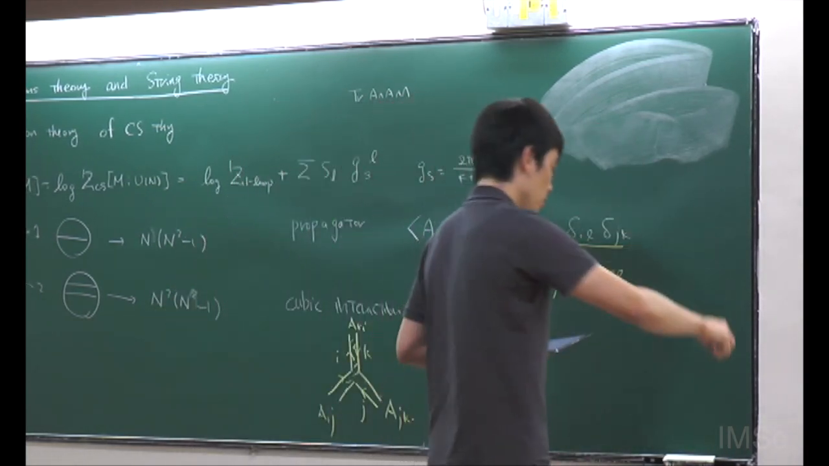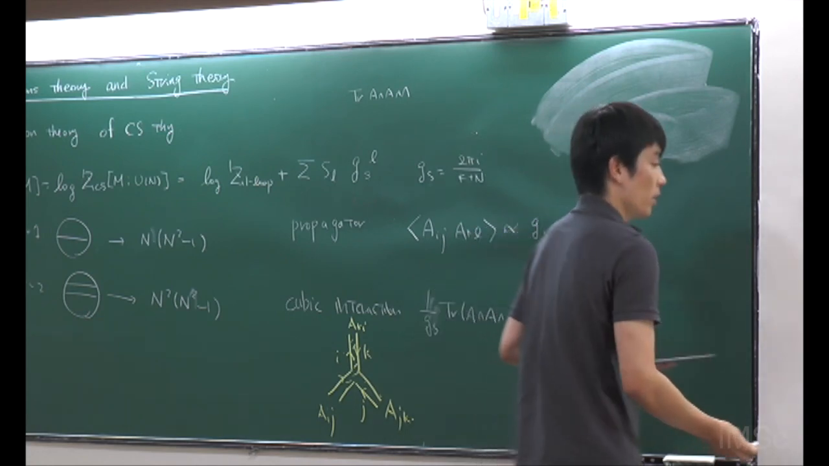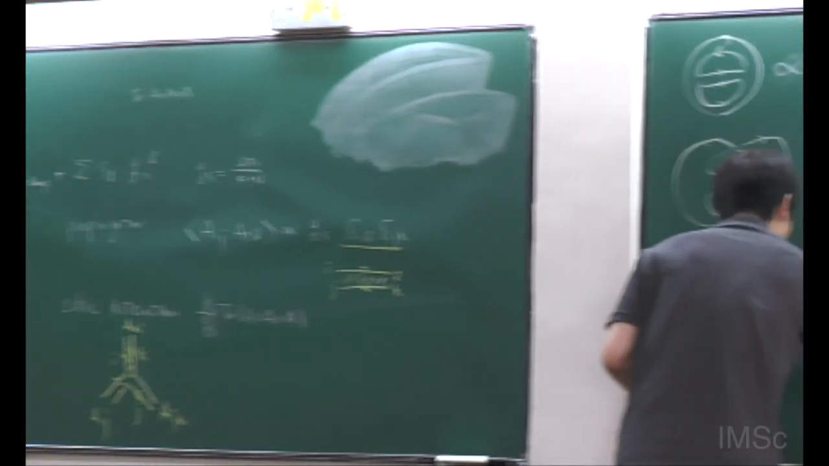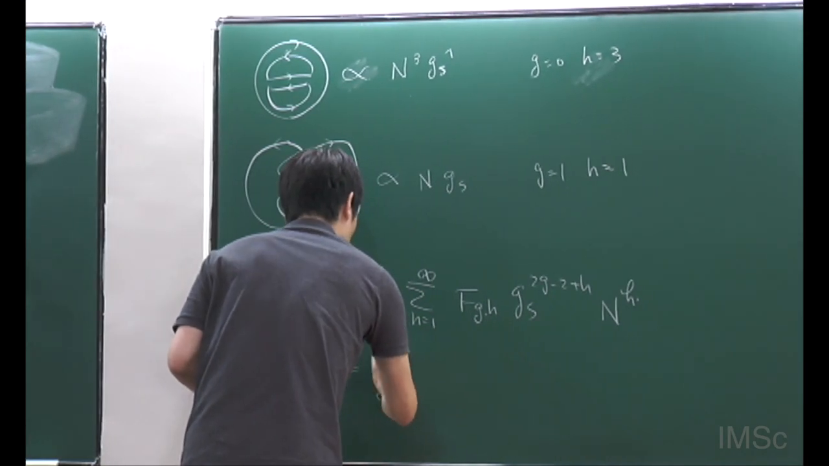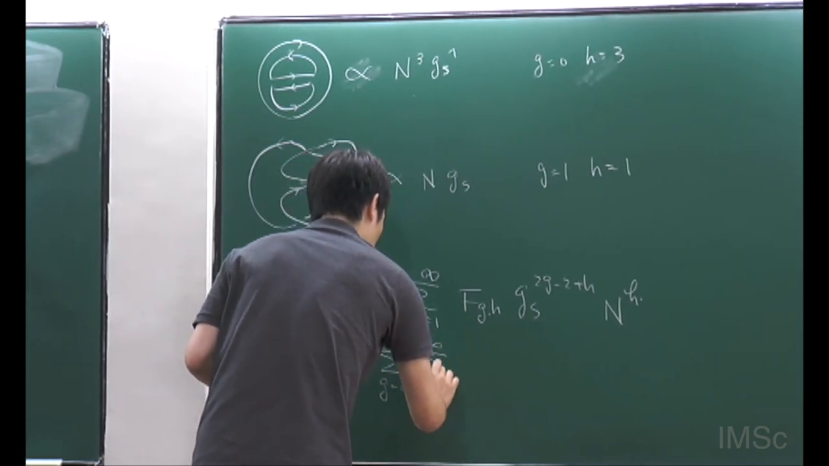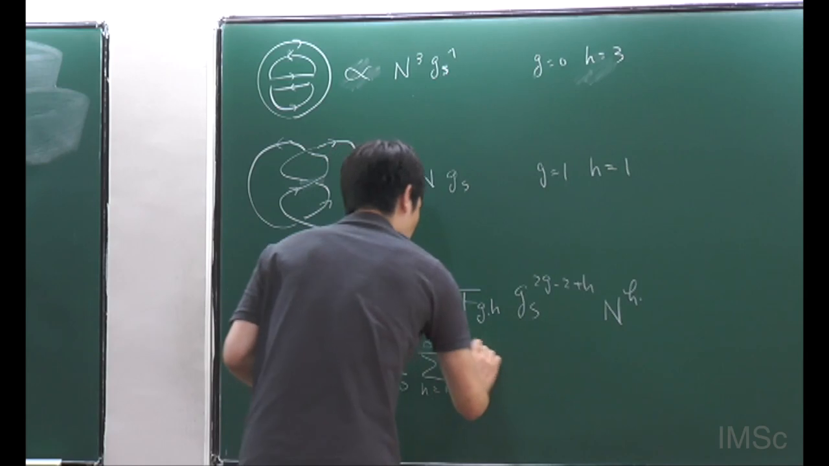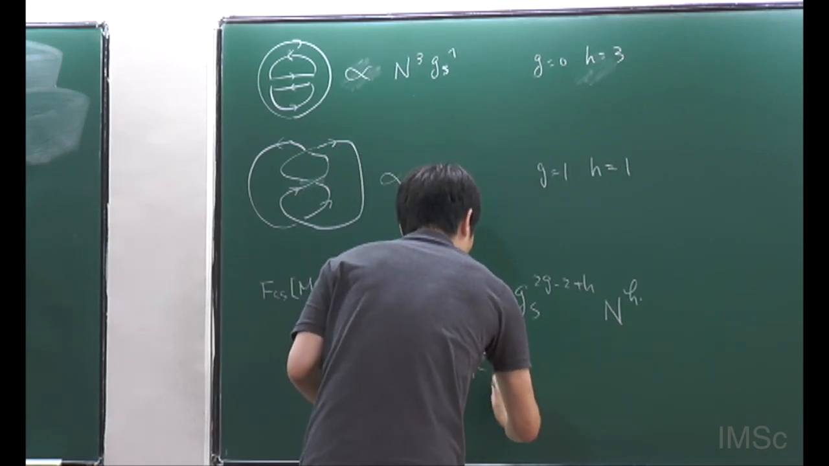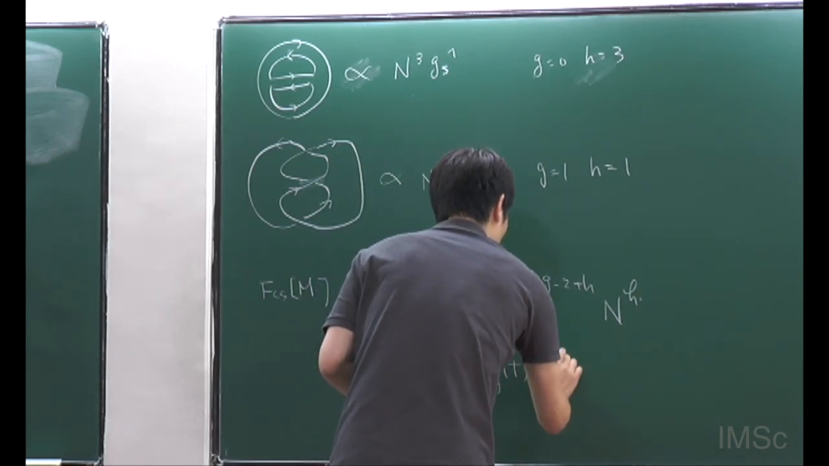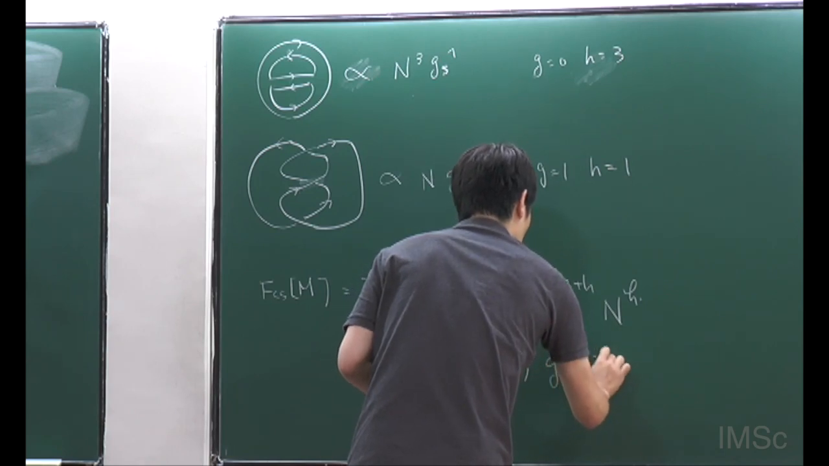And everything put in this form. And furthermore, one can put this expansion as follows: sum over g from 0 to infinity, sum over n equal to 1 to infinity, F_{g,h}(t), and g_s to the power 2g minus 2, actually.